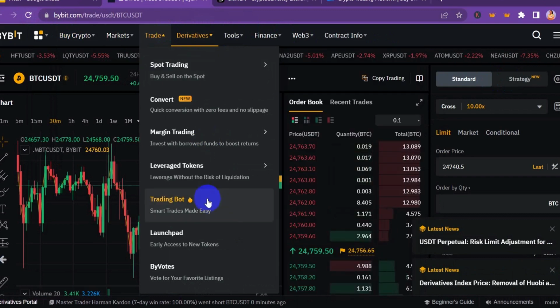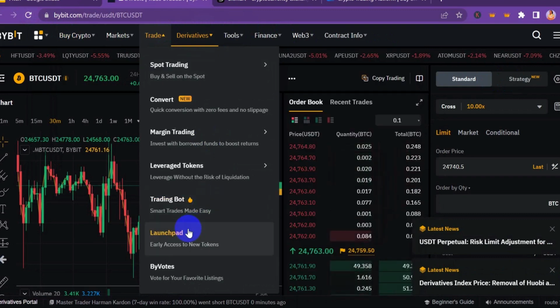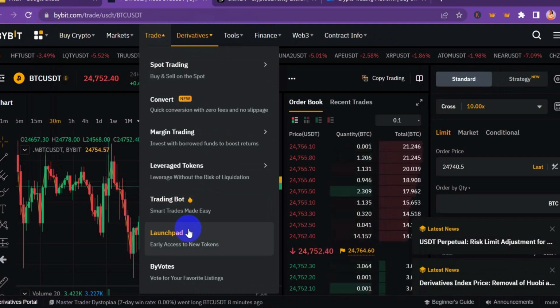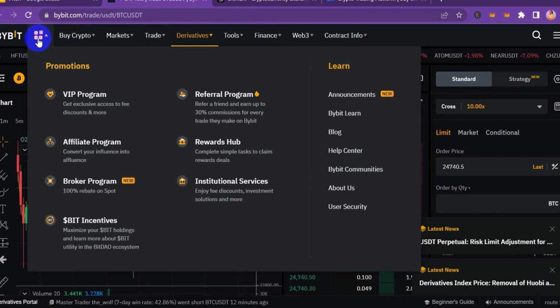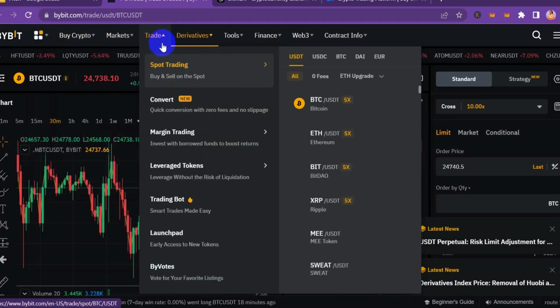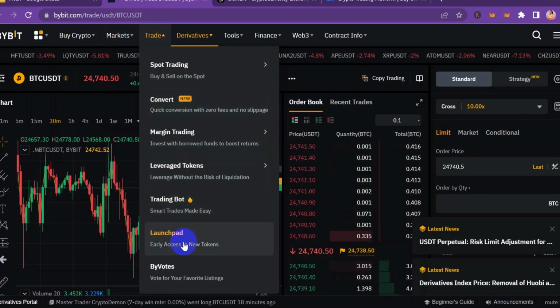Okay, so you come to trade, then you're going to see launchpads. If you are using your phone, take your time to search for it, and you will see where the launchpad is on the Bybit exchange. I think for Bybit you have to click on more if you are using your smartphone to see it. But here you see it under trade. So you click on it, and you can see they say early access to new tokens.